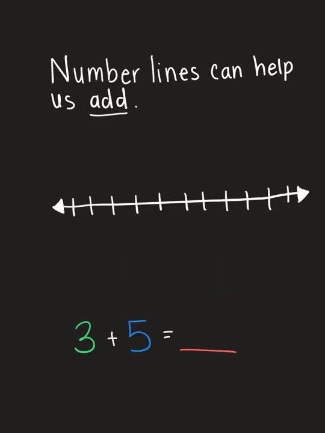Number lines can help us add. As you can see, here's a number line. And sometimes you'll see that they have these little triangles at the end.